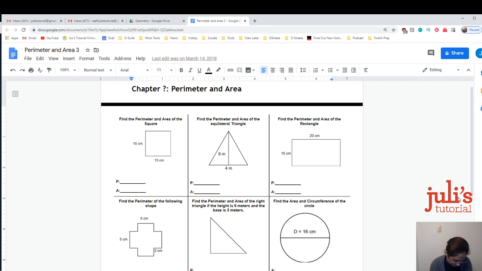Okay. Let's go over it. Let's pull this out on this one. Which one are we doing? Perimeter and area 3.